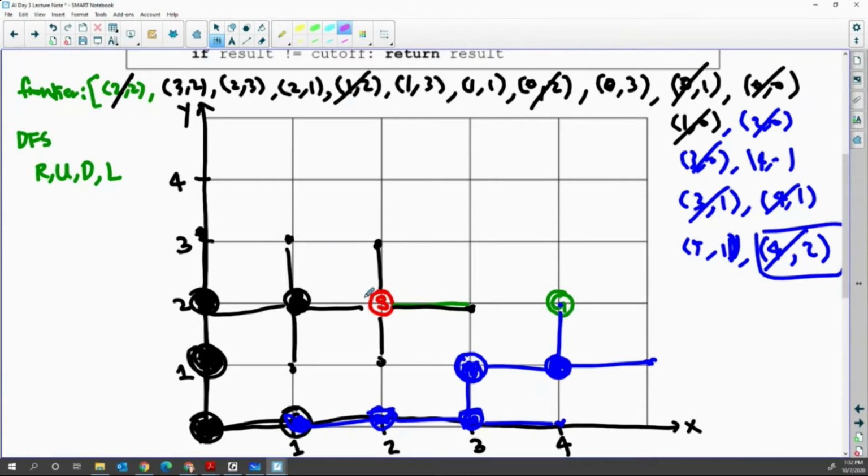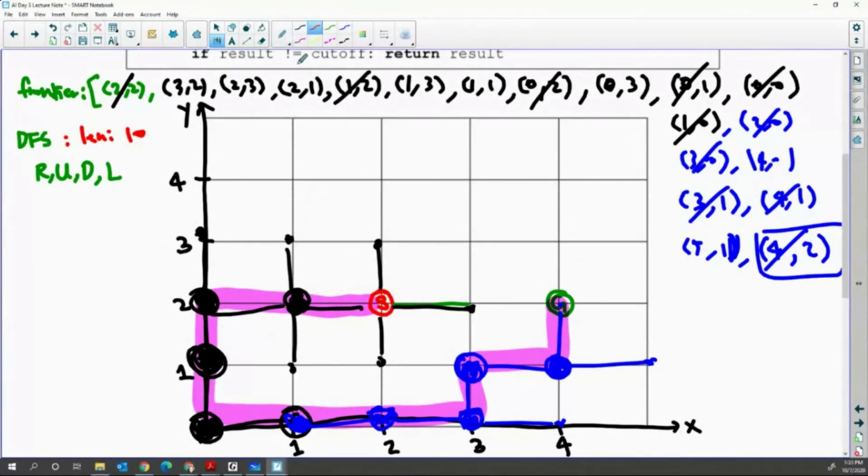By using the DFS iterative way, my path is this way. So long. So 1, 2, 3, 4, 5, 6, 7, 8, 9, 10. Length 10. But actually the shortest path length is 2. So the regular one, the length is 10. So what we want to do is we can do the limited search.